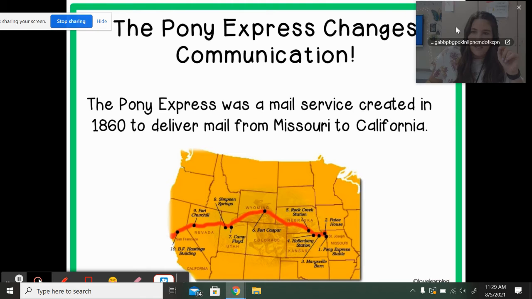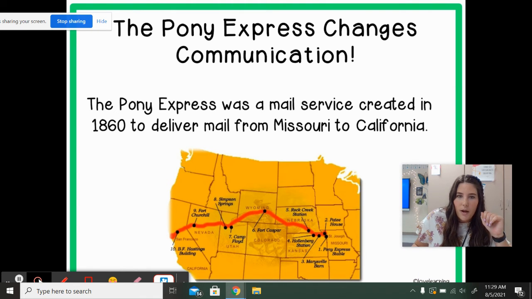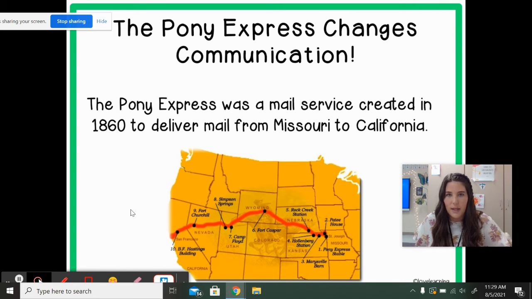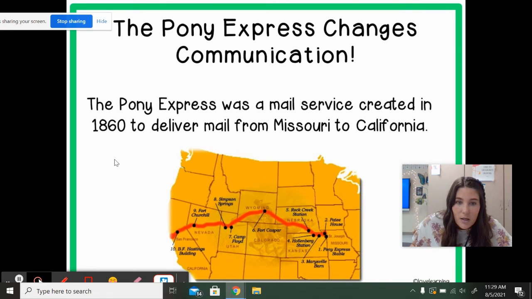Well, the first thing is the Pony Express. I would like you to write this down. The Pony Express. This is the first type of communication they were able to have with people. So the Pony Express was a mail service, kind of similar to the U.S. mail, the mailmen and women that come around to our homes and drop off mail. This was a mail service created in 1860 to deliver mail from Missouri to California.